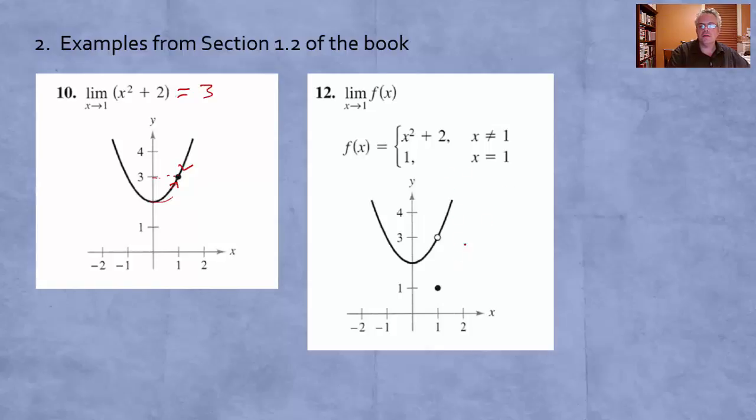Look at this one. The limit as x approaches 1, this value right here. Well, as we approach from the left, the function is getting closer to 3. And as we approach from the right, it's getting closer to 3. It doesn't matter what the actual value is, it's what it's approaching. So this would be 3.